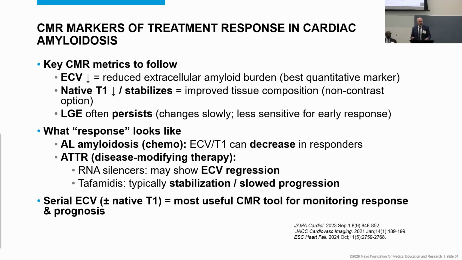What response looks like in AL amyloidosis: ECV and T1 can decrease in responders. With TTR, with the silencers, you see ECV regression. With tafamidis, you often see slowed progression or stabilization.